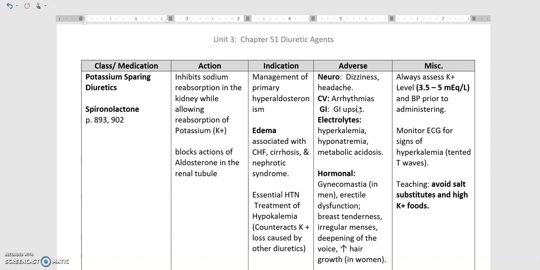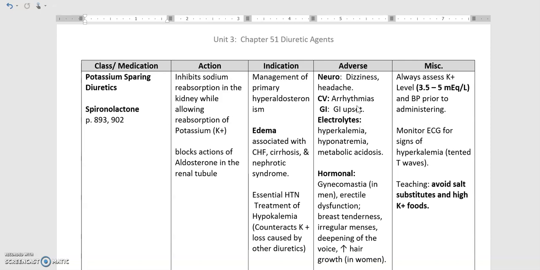You also need to monitor the patient's EKG for signs of hyperkalemia, which would be seen as a tented T wave, and the T wave is that portion of the EKG that indicates the resting period of the heart, and you'll learn more about that when you get to med-surg and learn EKGs.